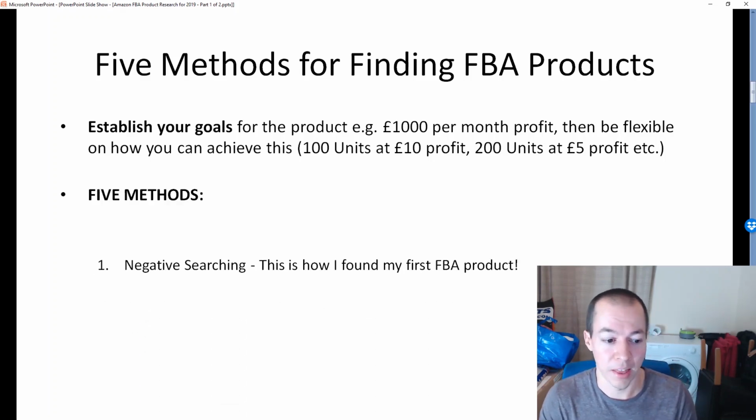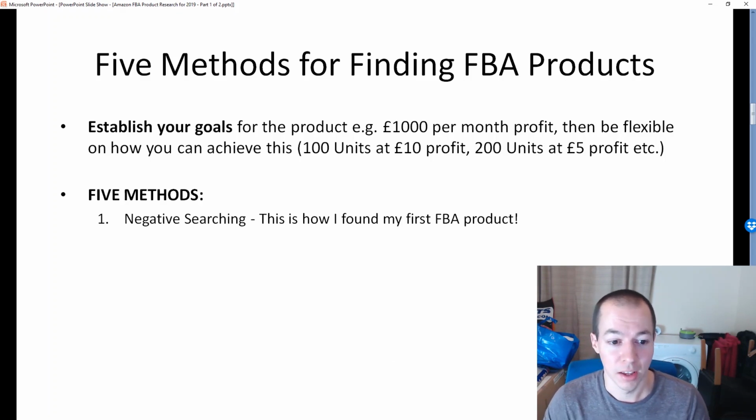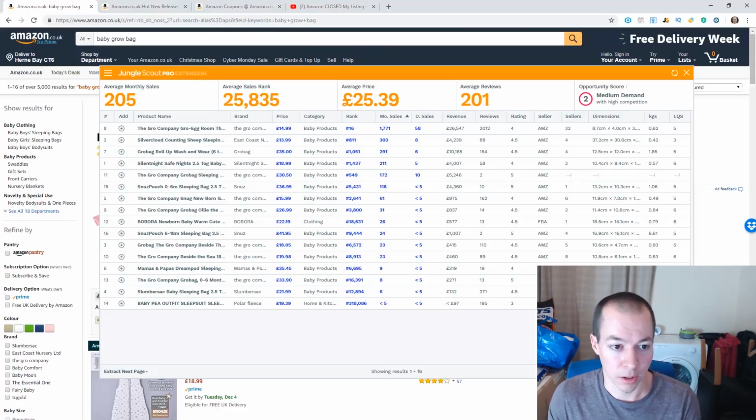So the 5 methods, and the first one is called negative searching, and this is how I found my first product. I've done a video on this when this channel first started, but I'm going to keep it much more concise this time because I've got 4 other methods to show you as well. So we're going to flick over to Amazon and I'm going to show you how this works.